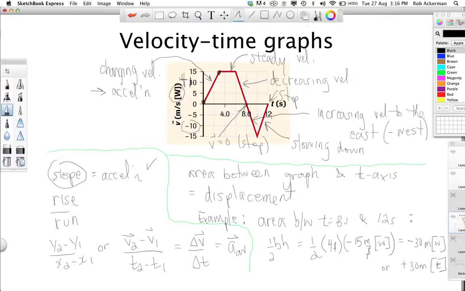So does that make sense with how we analyze this graph in the first place? Remember, the object that's being described here was moving to the west, speeding up. Maintained a steady velocity moving west. Then slowed down, still moving west. Stopped. Then started speeding up, but to the east. Remember, we wrote that in here. So yeah, in fact, this object was moving east between 8 and 12 seconds. How far? 30 meters. And so now you know what you can do with velocity time graphs. You can calculate slopes to get acceleration, or you can calculate area in order to get displacement.